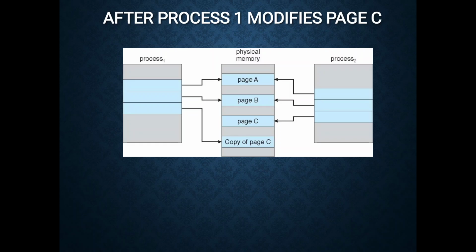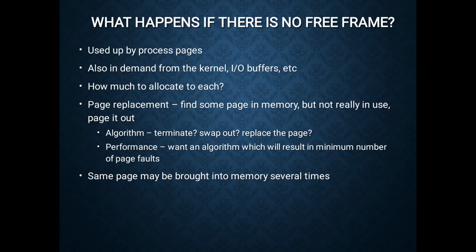After the modification, what happens if there is no free frame? If in this modification we need to add more frames and no frames are available, how do we handle that situation? Memory is used up by process pages, and is also in demand from the kernel, I/O buffers, etc.